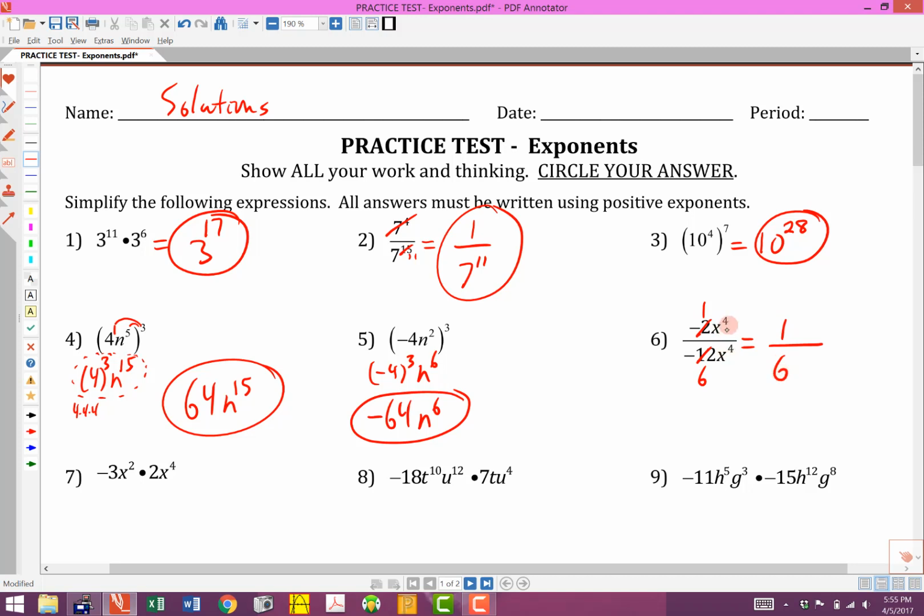And then let's take a look at what happens here. We've got x to the 4th on the top, and x to the 4th on the bottom.